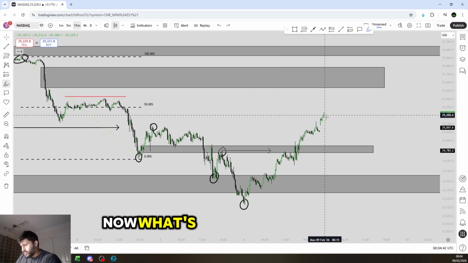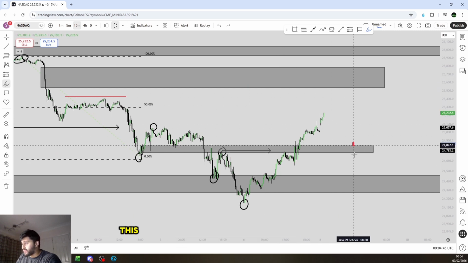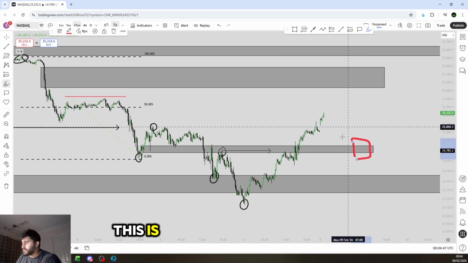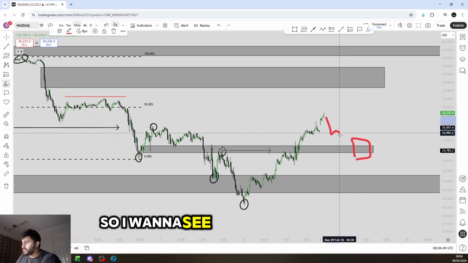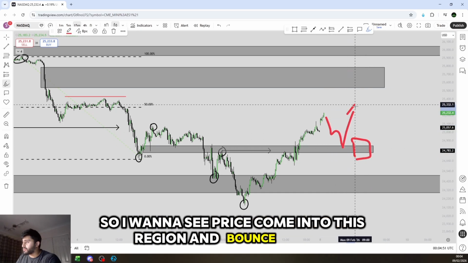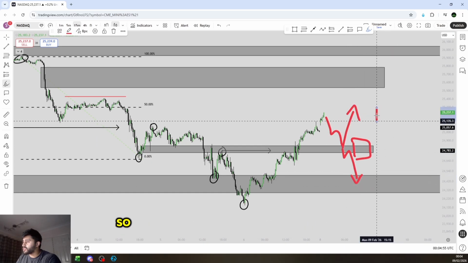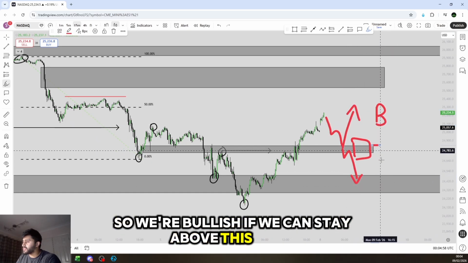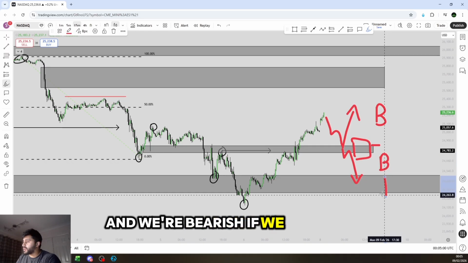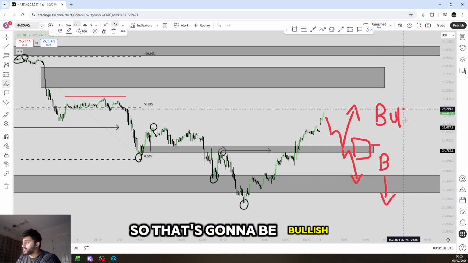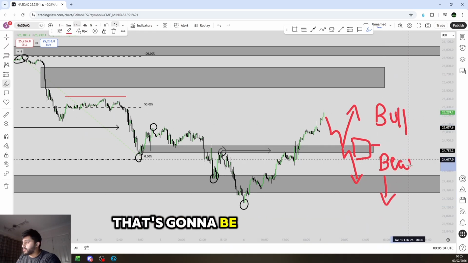Now, what's interesting is this is our key level on NASDAQ. This is my main level on NASDAQ. So I want to see price come into this region and bounce higher. Or if we bounce lower and reject, then we're going to go bearish. So we're bullish if we can stay above this level, and we're bearish if we go below this level, right? So that's going to be bullish. That's going to be bearish.